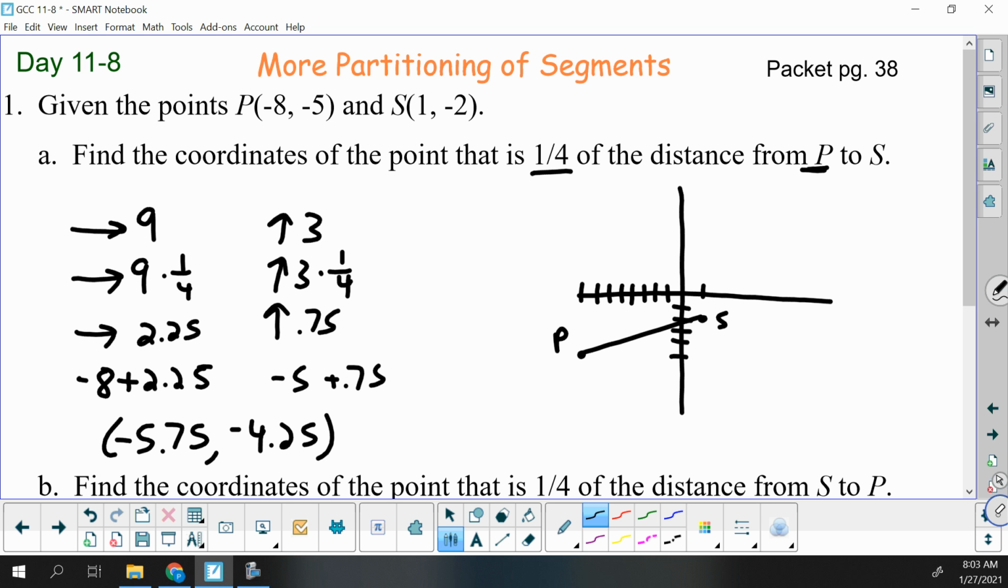Let's look at our line and see if it's reasonable. -5.75 is about there. -4.25 is about there, so it does seem reasonable. Again, we freehand drew that. We didn't have a grid, so it could sometimes be slightly off, but it should be about where it is.